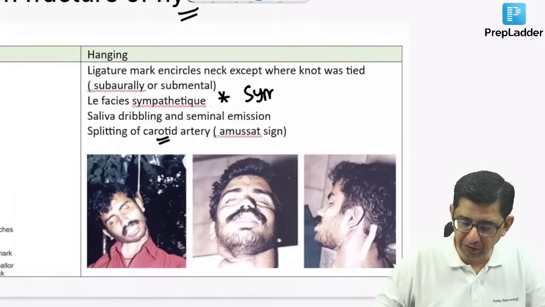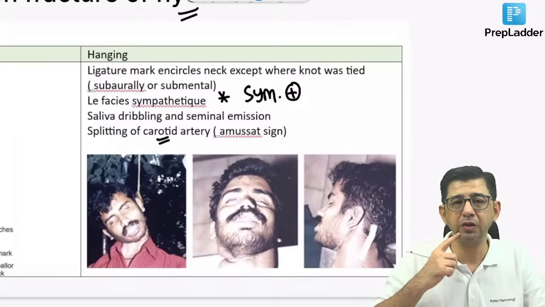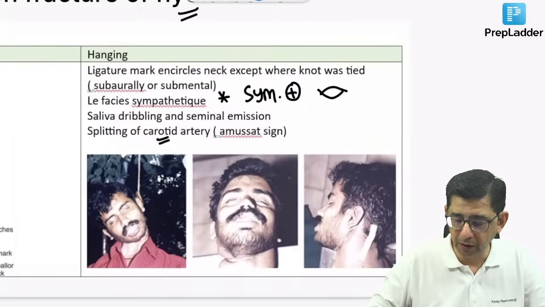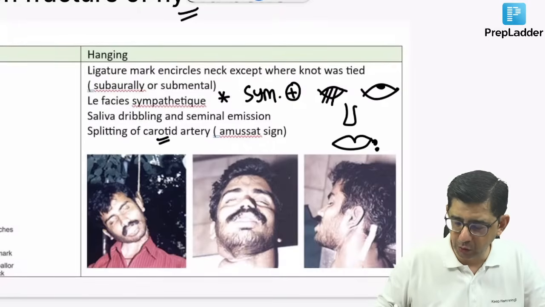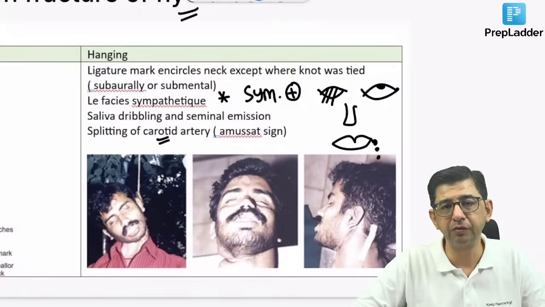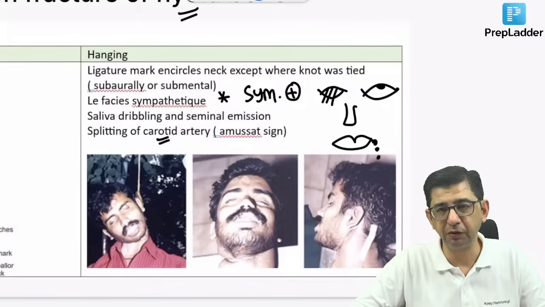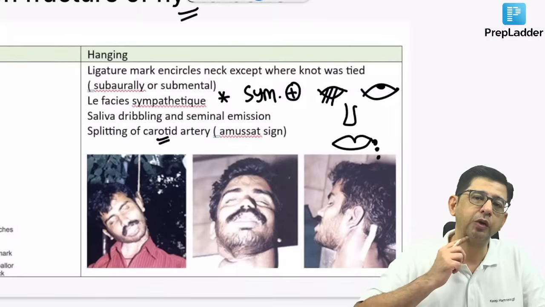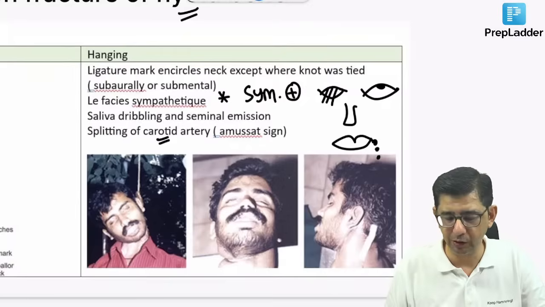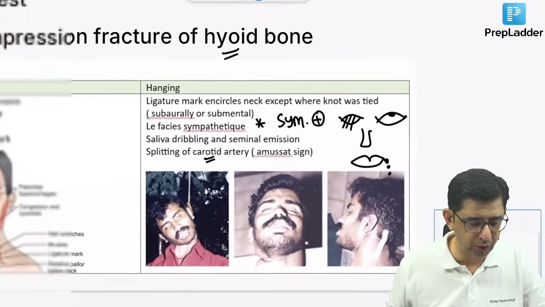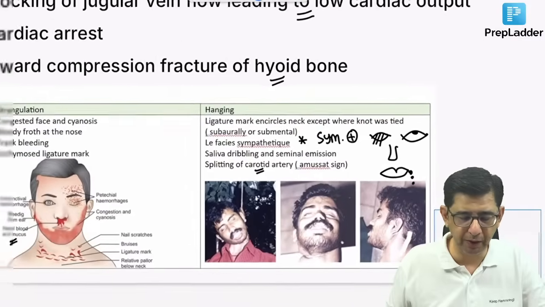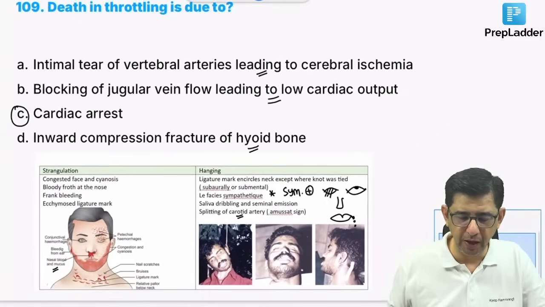So the eye on that side, because of the sympathomimetic stimulation, will remain open. If the person has died, you will notice that on one side the eye is open, and the second thing you'll notice is that there might be drooling of saliva from that particular side, because the salivary glands are also stimulated. So there might be saliva coming from the corner of the mouth of this patient who has died because of the hanging component. Drooling could be present. So yeah, sympathomimetic chain stimulation is the reason behind it.